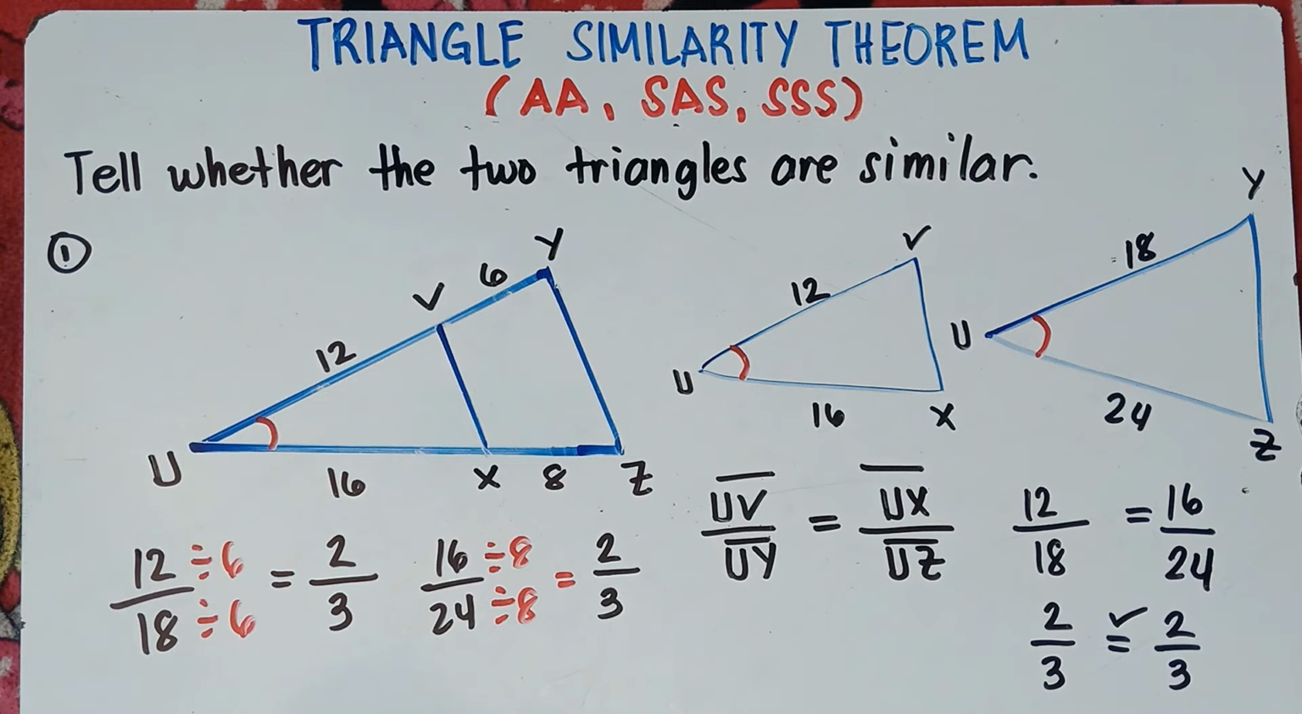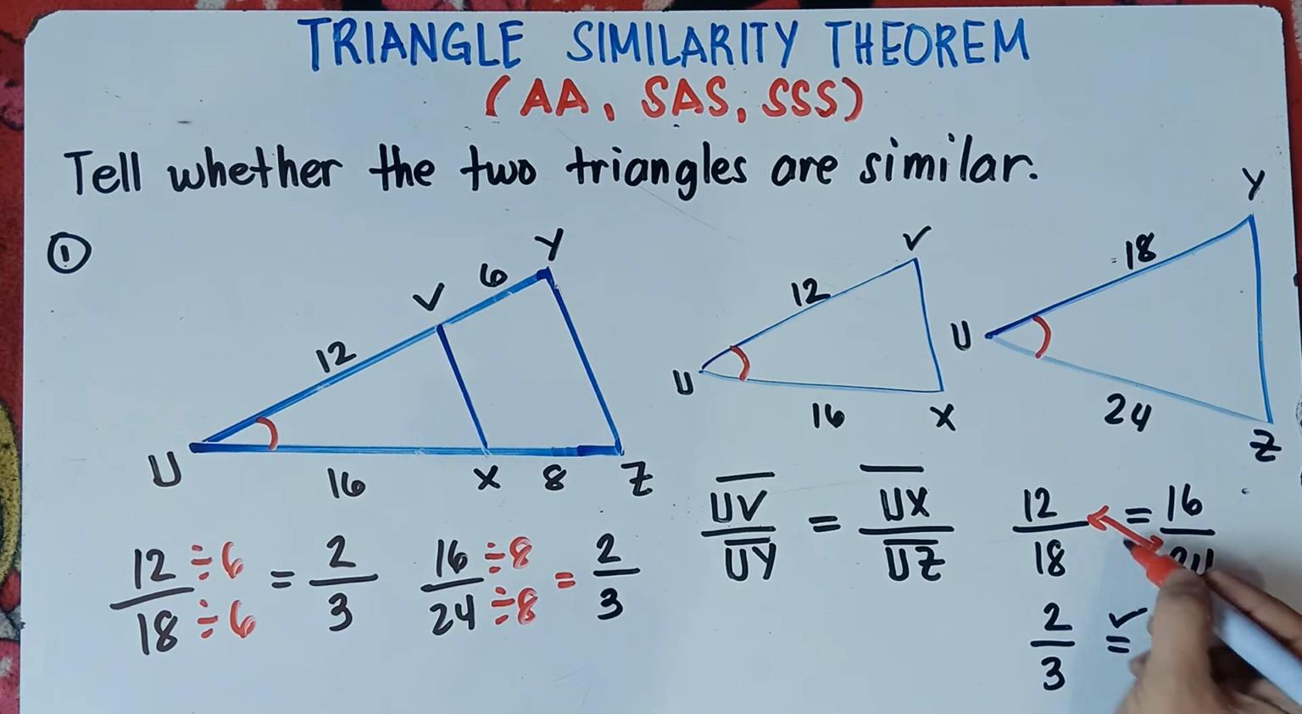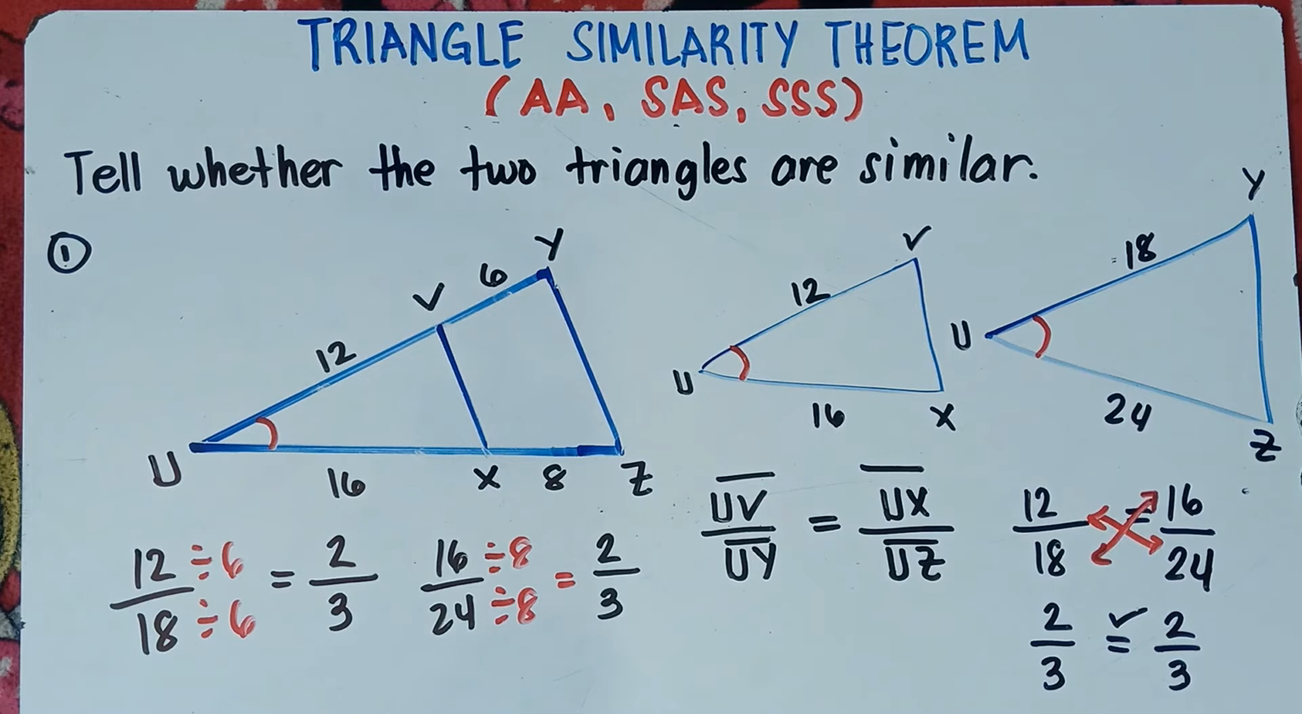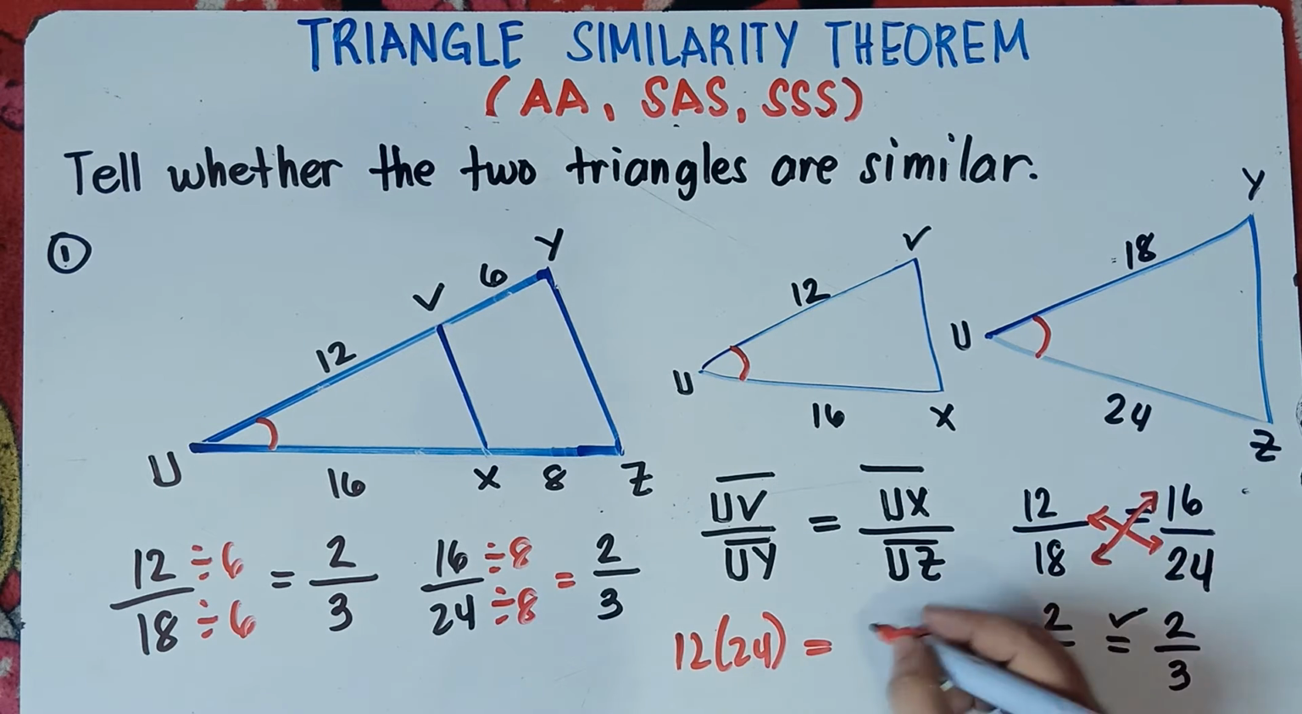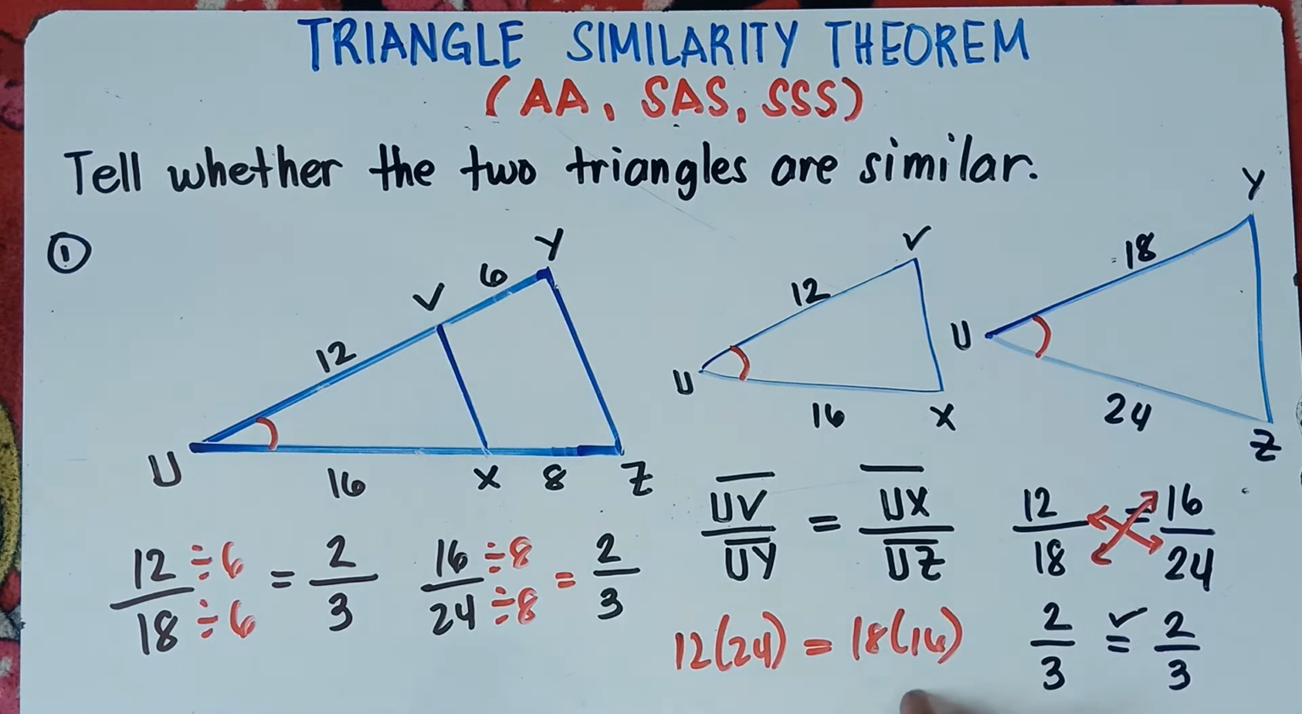So, there's also another way to check, class, if they are the same. If these ratios are proportional, you can do cross multiplication, class. But for me, class, it will take time if you do it that way because these are large numbers. But if you have a calculator, class, this will be very easy for you. So you can do cross multiplication, 12 times 24, and if the answer is the same as 18 times 16, therefore these two ratios are proportional.